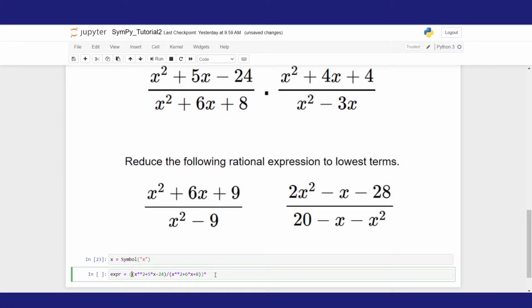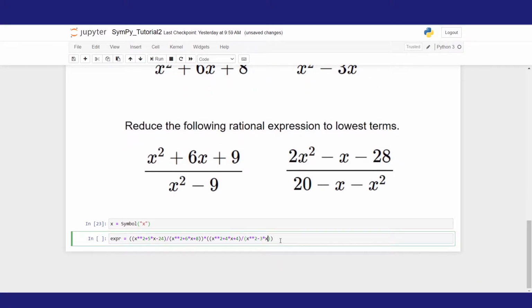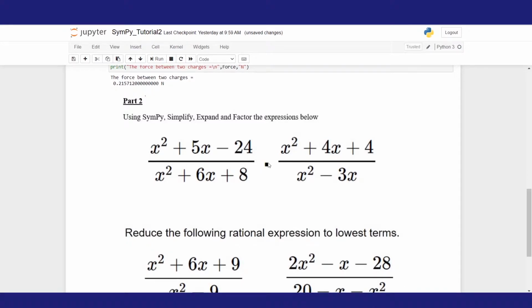That's the first part, and then for the second part, I'll create an inner bracket, which is x squared plus 4 times x, then plus 4. All right, and this is over the denominator, which is x squared, then minus 3 times x. All right, so this is our expression from up here.